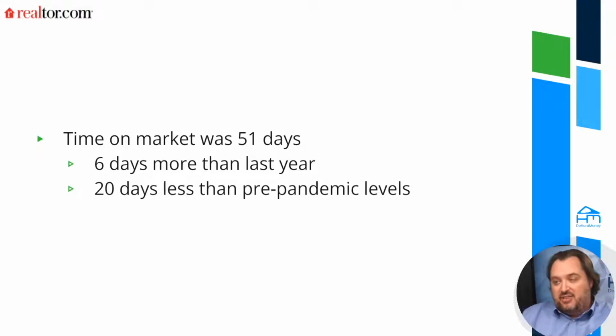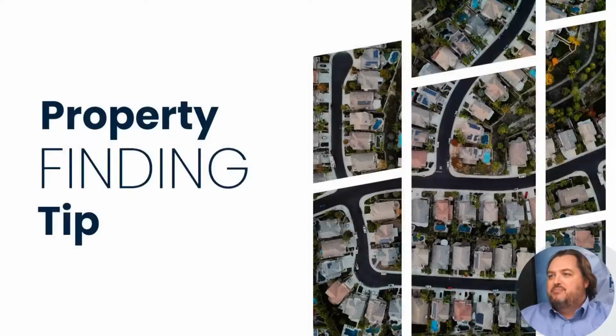But the other interesting thing is before COVID even happened, we were at 71 days on the market, and now we're at 51 days. So we're still selling faster now than we were before COVID, but we've got fewer of them selling. So those are the types of things that we're looking at as we talk about the market that we are currently in right now.